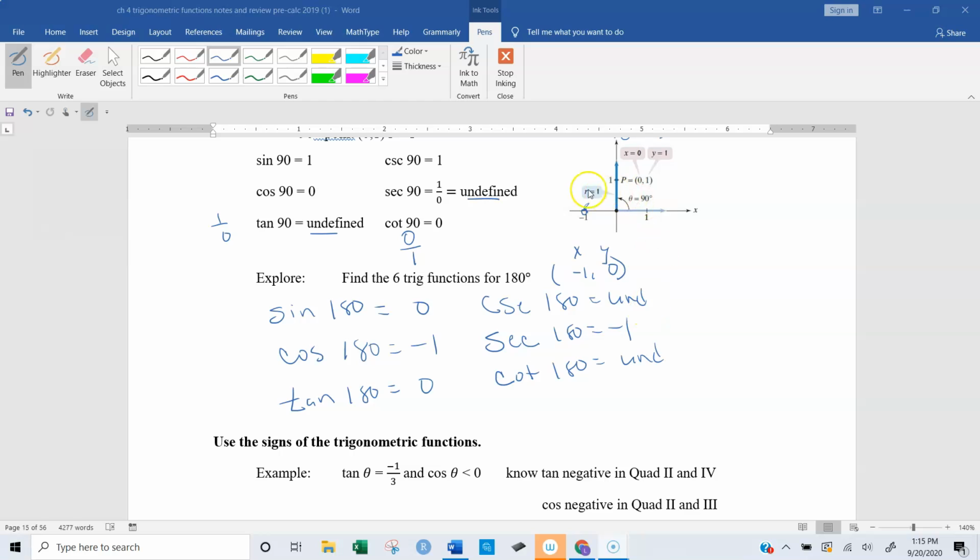All right, I hope you did well. You should have put (-1, 0) as your point because you're at 180 degrees. Remember x and y, so sine was 0 because it's y, cosine -1, tan 0, 0 divided by -1 is 0. Now when you go to the other side, when the 0 is in the denominator, it's undefined. So the cosecant and the cotangent are undefined this time, but -1 reciprocated is still -1.